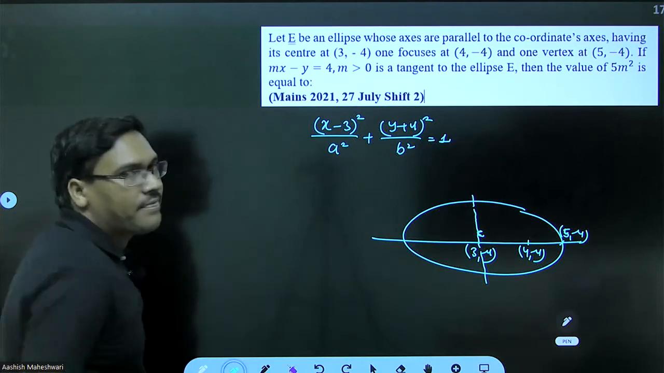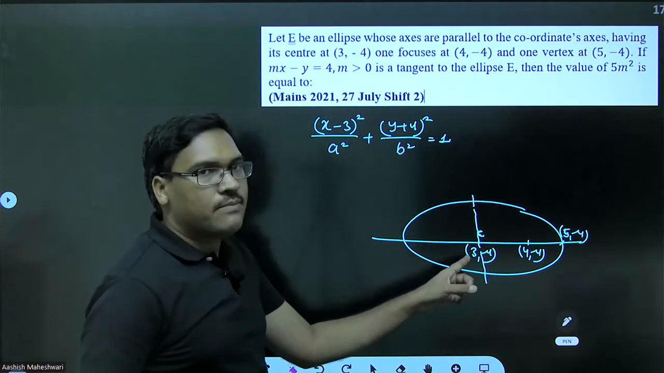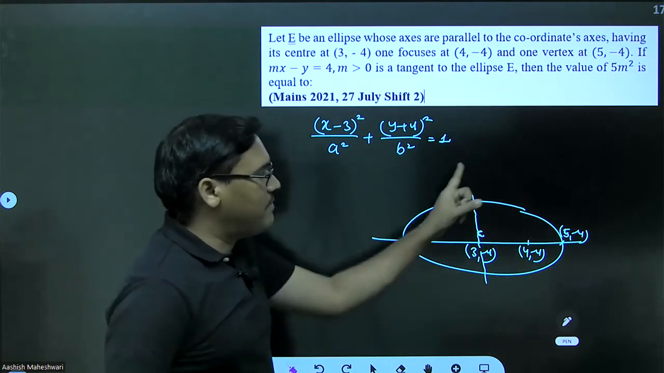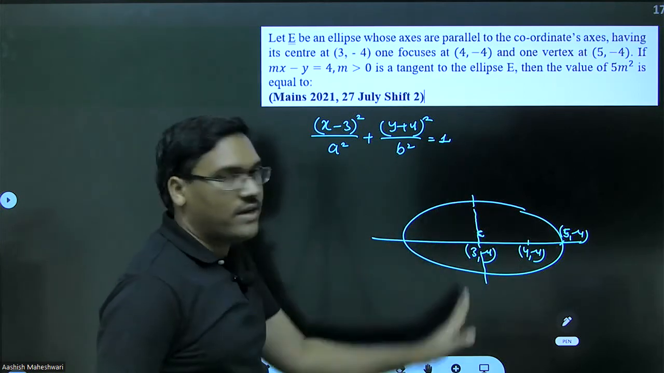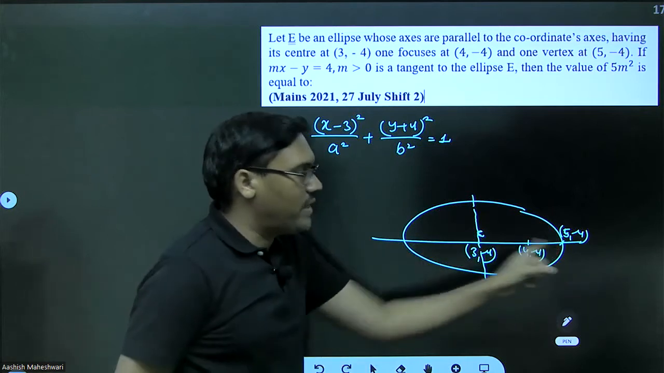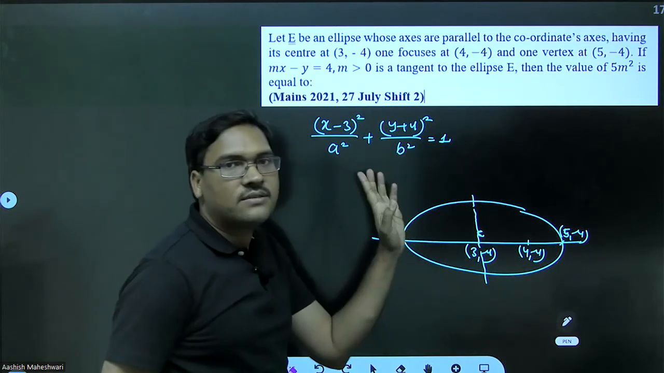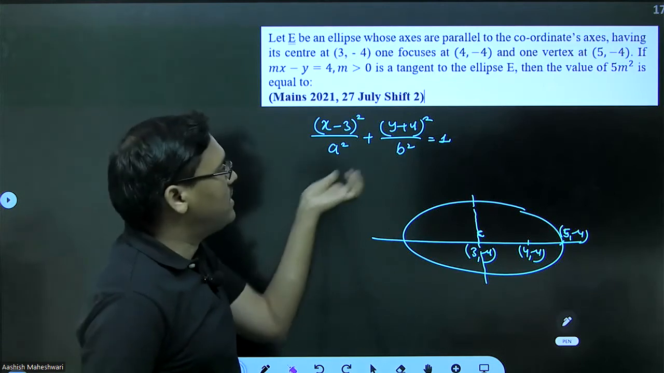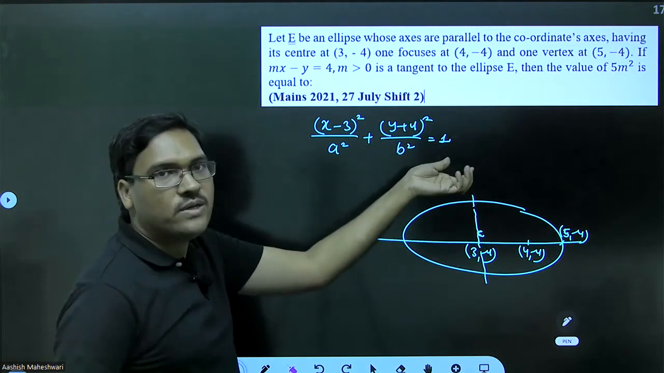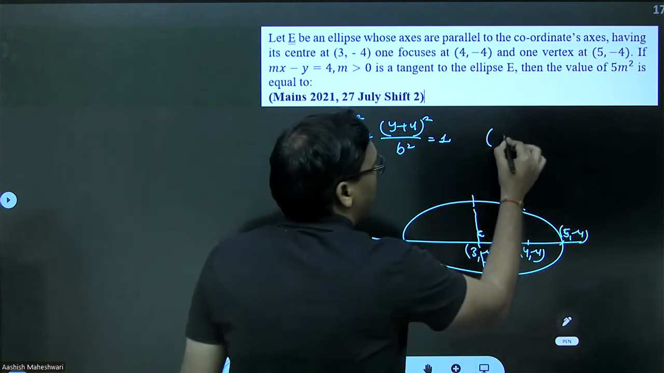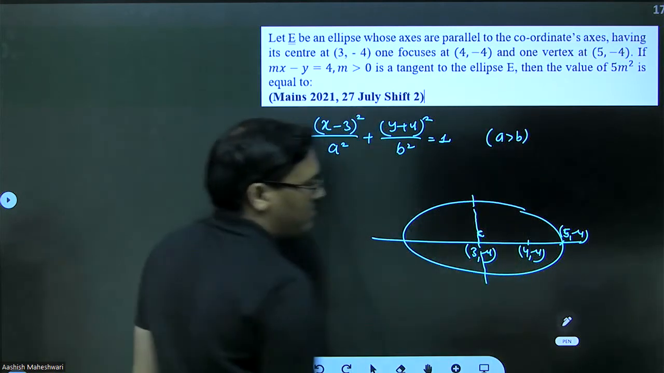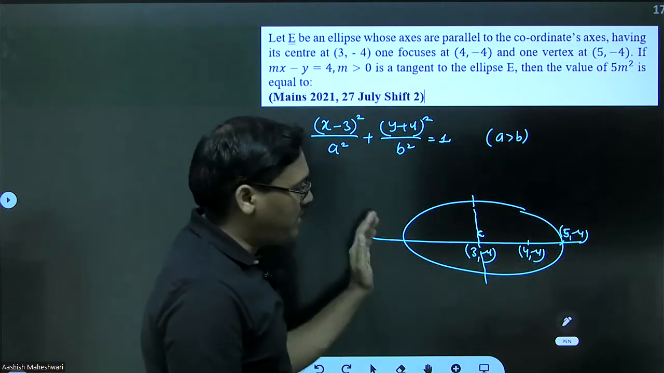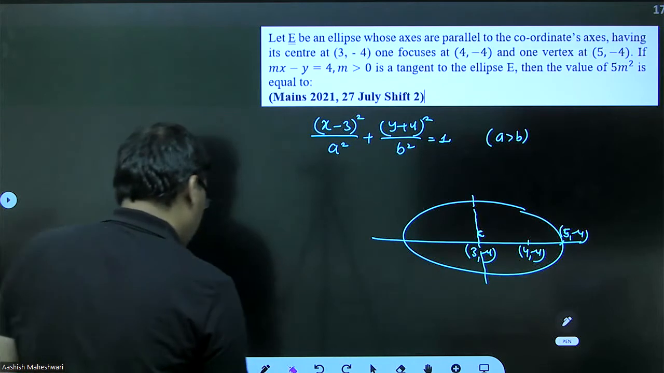Check this step. If the center is at some point (x1, y1), and the major axis and minor axis are parallel to the x-axis and y-axis, you can see this is a line parallel to the x-axis, this is parallel to the y-axis. Then what is the equation of the ellipse? This is the equation of the ellipse: (x minus x1) square upon a square plus (y minus y1) square upon b square equal to 1. Here a will definitely be greater than b because this is a horizontal shift. You can see this is the line parallel to the x-axis, and the focus lies on it, right? Now what are the values of a and b?